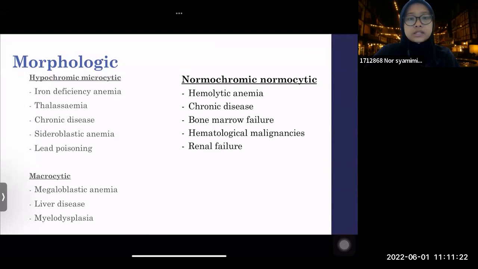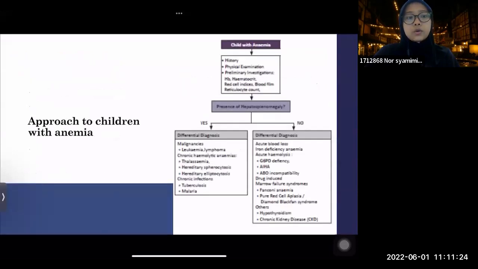Okay, next. How do we approach children with anemia? This is from the PITS protocol. Of course, first we need to ask about the history, then go to the physical examination, then the basic or preliminary investigation of the hemoglobin and other red blood cell indices such as hematocrit, MCV, MCH, and, if needed, blood film and reticulocyte count.